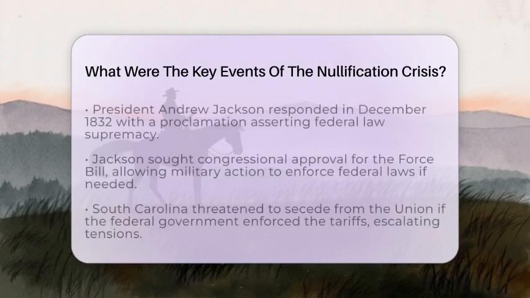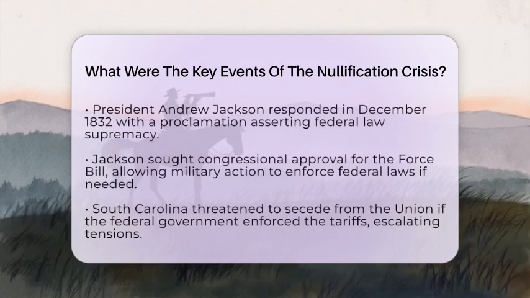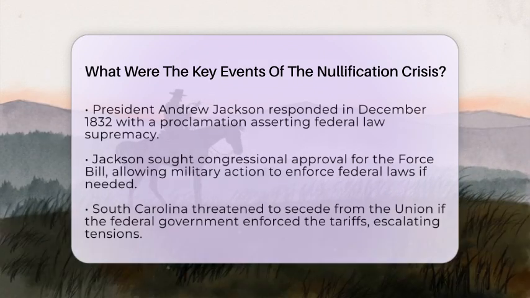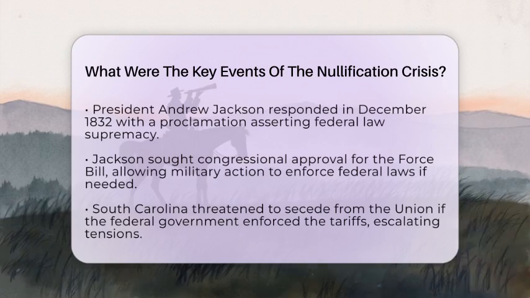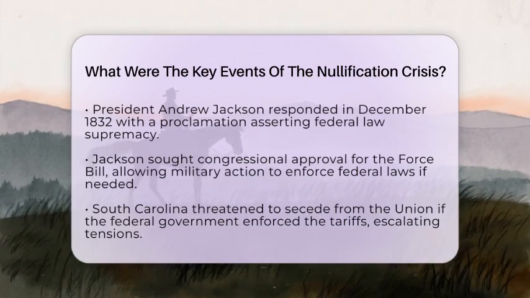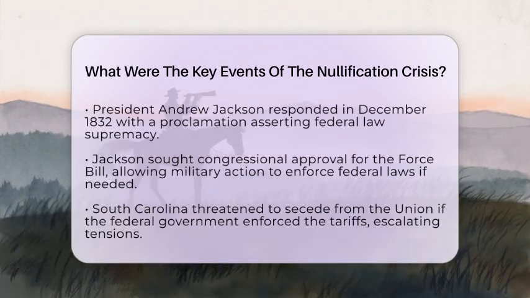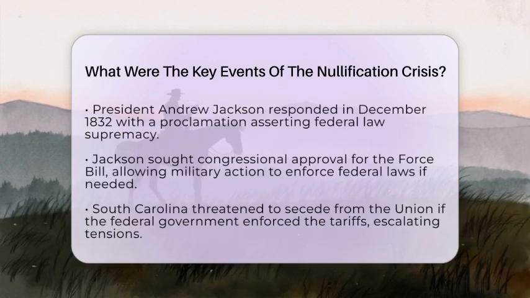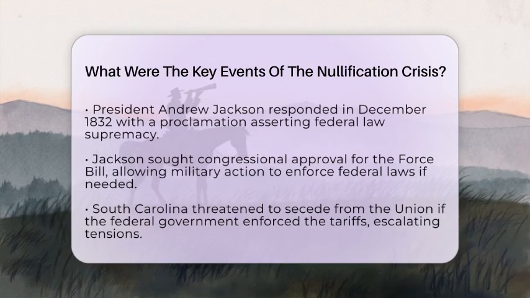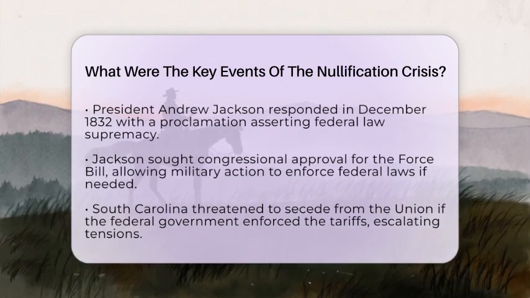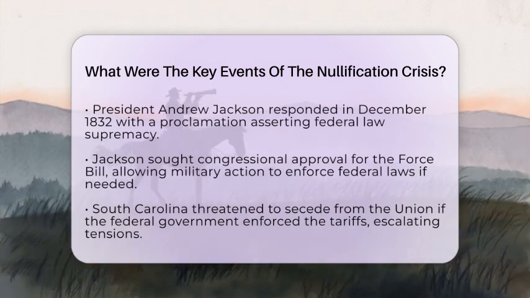President Andrew Jackson responded firmly in December 1832. He issued a proclamation asserting the supremacy of federal law and warned that nullification was incompatible with the Union. To back up his stance, he sought congressional approval for the force bill. This bill would allow him to use military force if necessary to enforce federal laws.